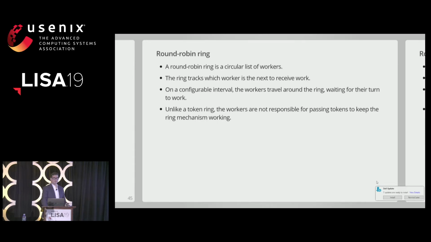A round-robin ring is a circular list of workers. And the ring itself tracks the order that the work is going to be done in by the workers. So on a configurable interval, the workers basically travel around the ring, waiting for their turn to do something. And you may have heard of a token ring before. Unlike that, the workers themselves aren't responsible for coordinating the ring. So even if they fail, the ring itself is unimpeded, which is, I think, a pretty nice property.